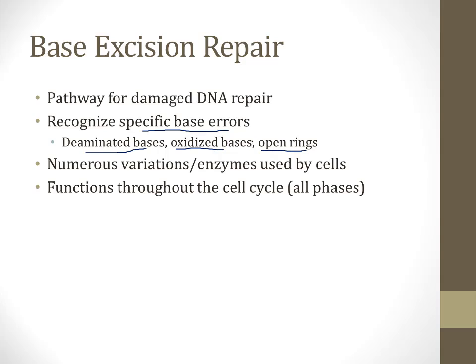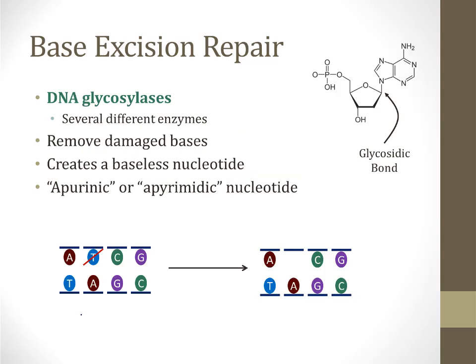I'll show you the prototypical example, but you should know that there are numerous variations and different enzymes used in different cells in the body, and this repair mechanism functions throughout the cell cycle in all phases of the cell cycle. To understand base excision repair, let's look at the double strand of DNA I've depicted at the bottom of the screen. And let's imagine that some damage has occurred to this thymidine nucleotide. The first step in base excision repair is to remove the damaged nucleotide and create a backbone of DNA that is missing a base in one position where there was previously a damaged base. The first type of enzyme to play a role in this process is called a DNA glycosylase. There are several different enzymes used by different cells, but they all remove damaged bases.